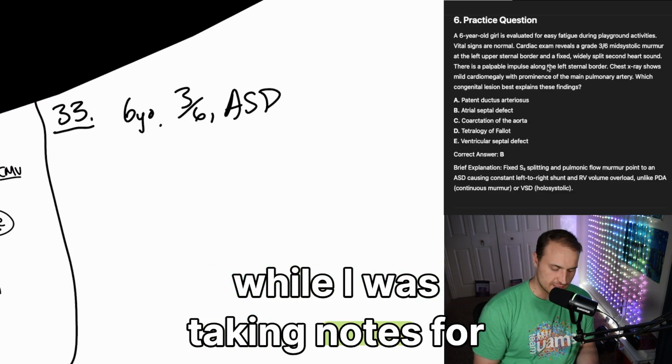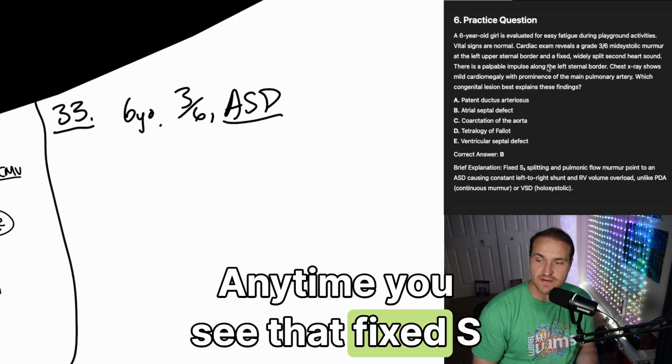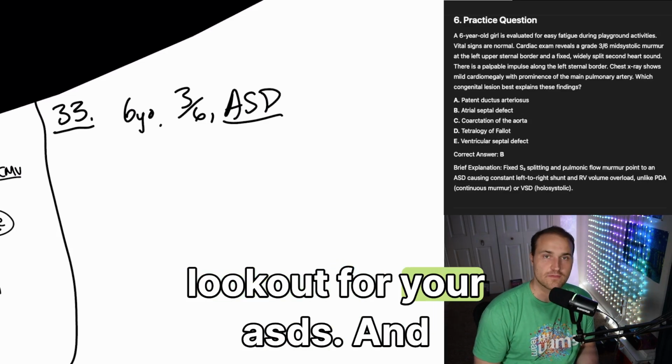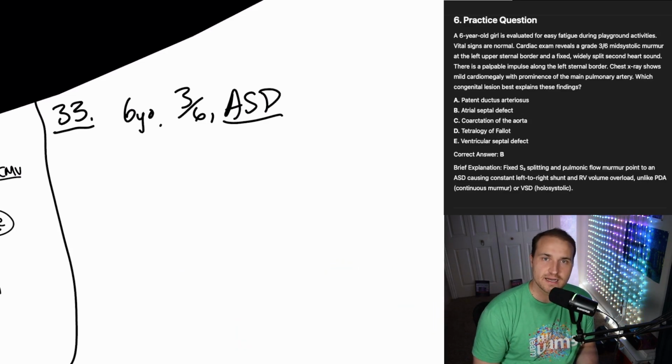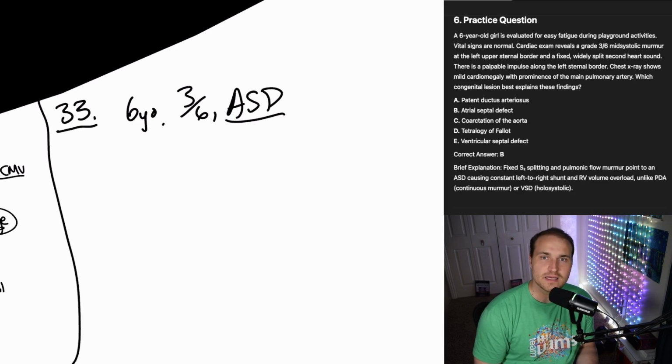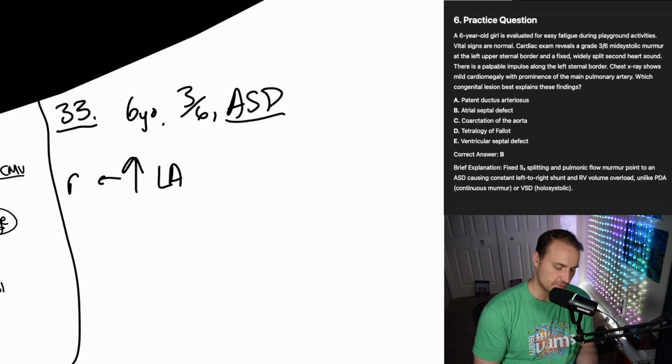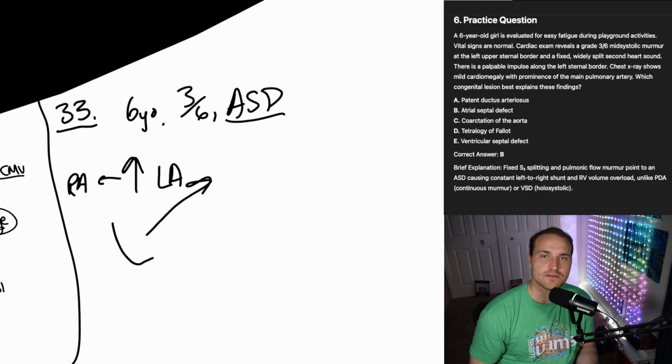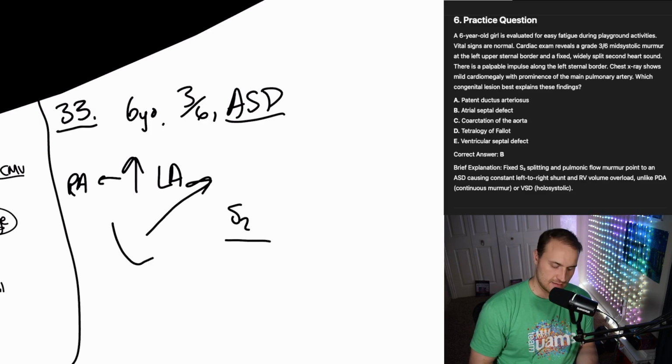Well, I already wrote it down while I was taking notes for this question. It's an ASD. Anytime you see that fixed S2 splitting, you should really be on the lookout for your ASDs. And if these guys are untreated, it can actually pump basically double the normal pulmonary blood flow every single minute. So in the ostium secundum ASD, you get high pressure left atrium blood that pours over here to the right atrium. And the right ventricle now ejects an expanded stroke volume. And then so you get a signature fixed, widely split S2. That's what you hear on the stethoscope.